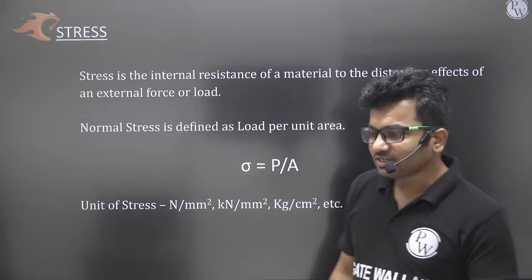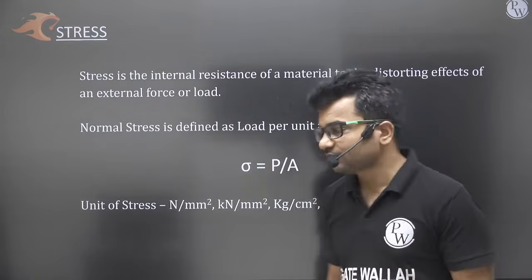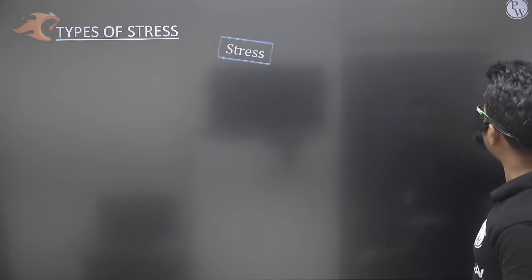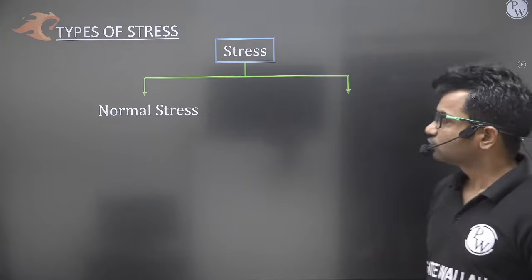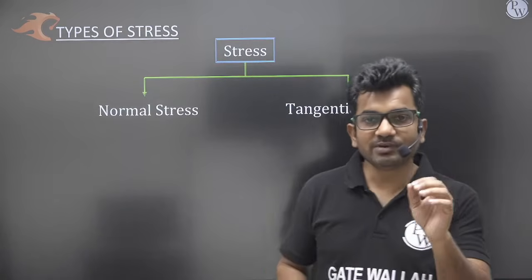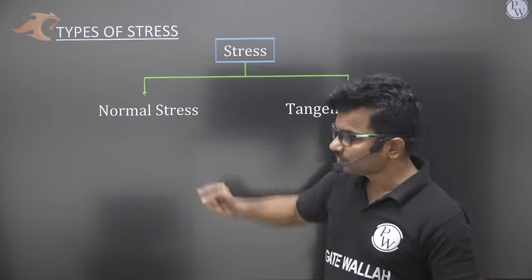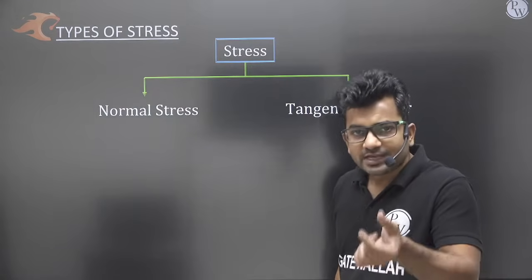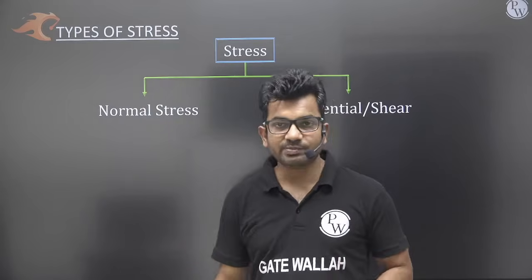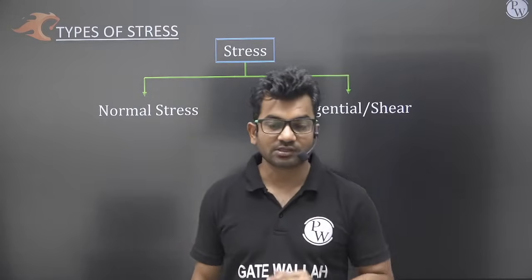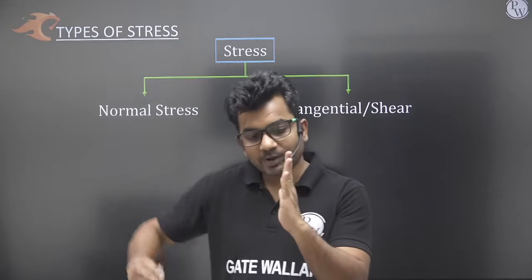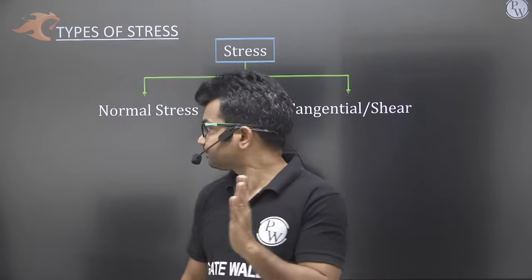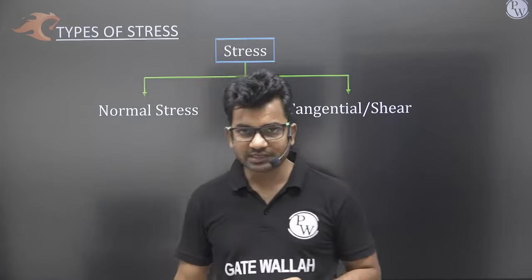So let us see what the different types of stresses are. First of all, let's move on to the broad classification of stresses. If we classify broadly, there will be two types of stresses. One will be normal stress and the other will be tangential or shear stress. As the name suggests, normal stress acts perpendicular to the cross section. Normal means perpendicular, so perpendicular to the cross section, either towards the section or away from the section. Okay, so normal stress is perpendicular.